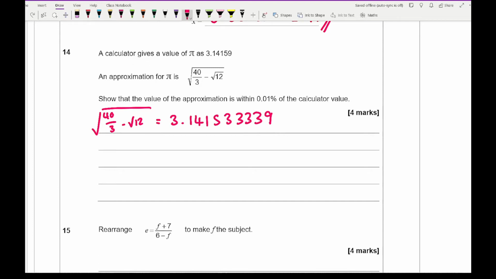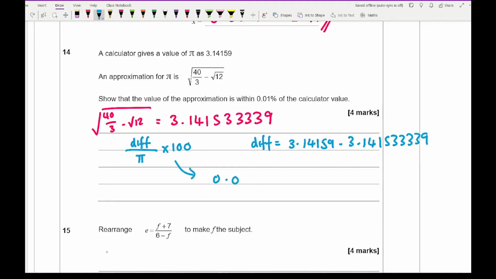So for this, what I want to do is work out the difference, divide that by pi, which is the original amount, and then multiply that by 100. So the difference is going to be 3.14159 minus 3.141533339, times that by 100, and I get an answer of 0.00188%, and obviously that is within 0.01%.